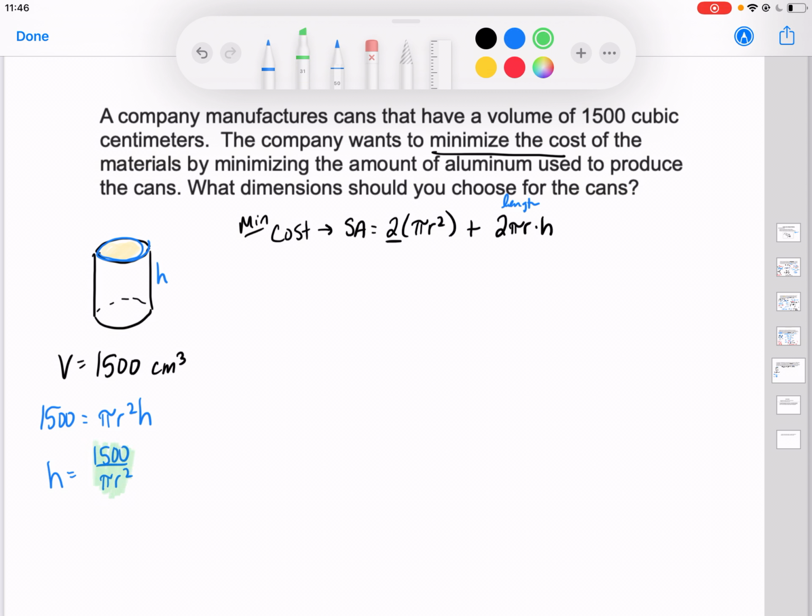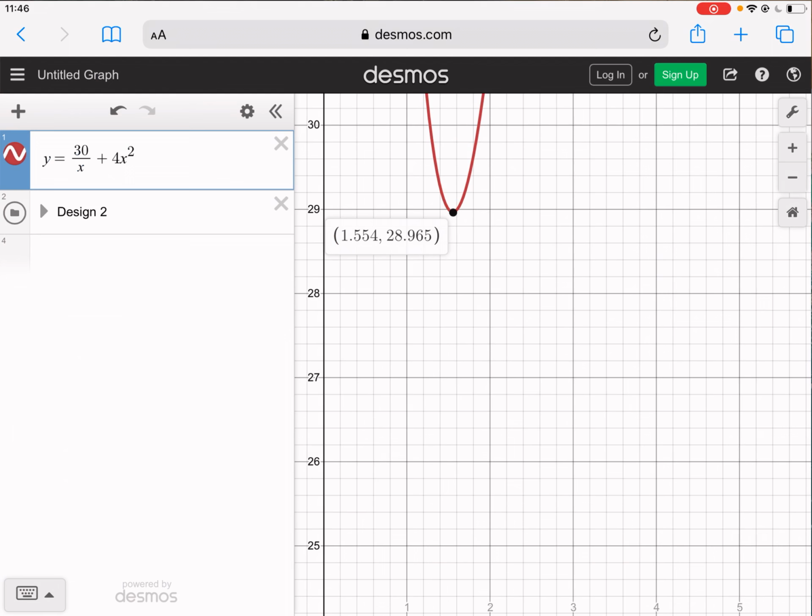So I'm going to go ahead and substitute that in for my height. So surface area is 2 pi r squared plus 2 pi r times 1,500 over pi r squared. And I'm going to go ahead and simplify that all. So you get 2 pi r squared plus, the pi's cancel, one of the r's cancel, so we get 3,000 over r. Once again, this is not a quadratic, even though we have a squared term because there's that variable on the denominator. So we have to go to our friendly graphing calculator, in my case, Desmos.